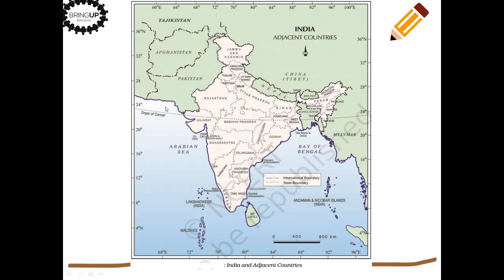In the northwest, we have Pakistan and Afghanistan, and in the north, we have China, Nepal, and Bhutan. In the east, we have Myanmar and Bangladesh. You can see clearly that these countries share their land boundaries with India. Now, in the Indian Ocean, we have Sri Lanka, which is separated from India by a narrow channel of sea formed by the Palk Strait and the Gulf of Mannar. The Maldives Islands are right below the Lakshadweep Islands. That's all about the neighboring countries.